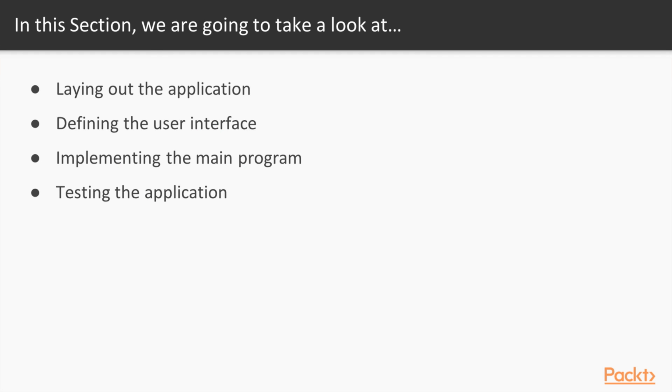In this section, we'll lay out the main source code for the application, start defining the user interface, implement the main program, and end up with an application that we can run and test. It won't do anything yet, but this will be the framework around which we can implement all the various features.